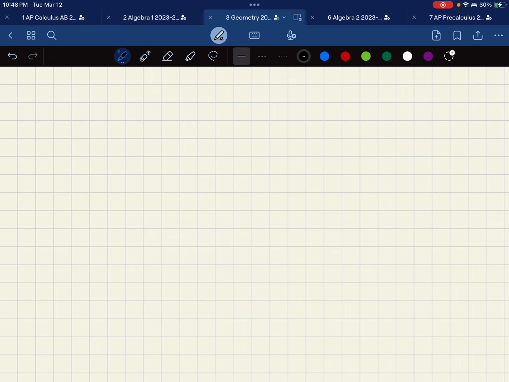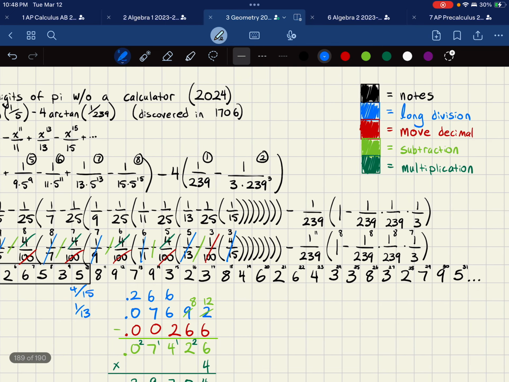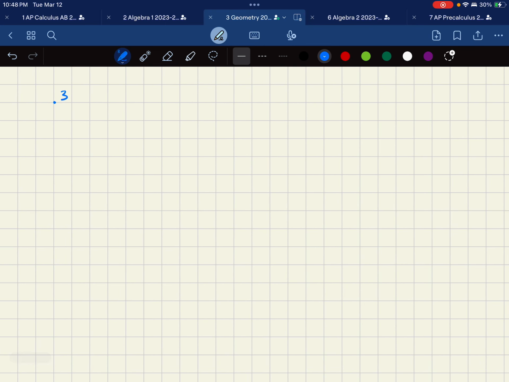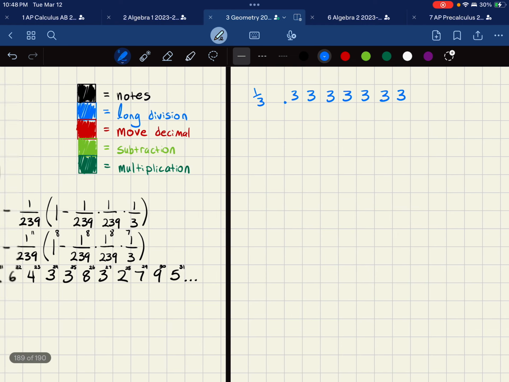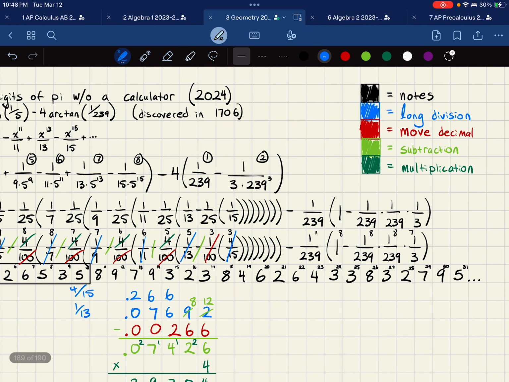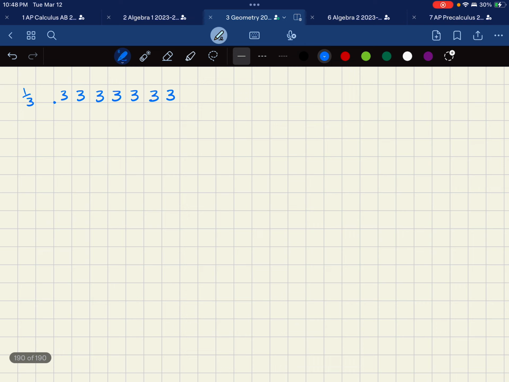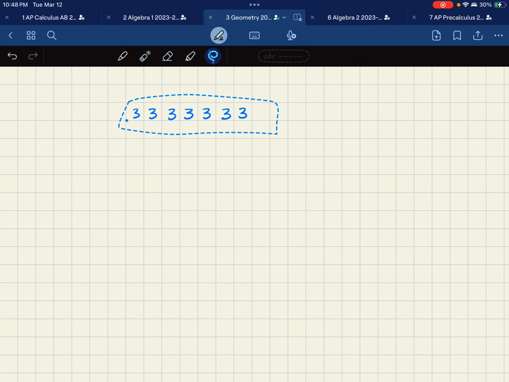So if I have 1/3, that's going to be 0.3 to how many decimal places again? I already forgot. 7. 1, 2, 3, 4, 5, 6, 7. That's 1/3 here. And I need to do that number divided by 239. Whew, okay, so really what I'm doing here is I'm saying this number goes into 239.